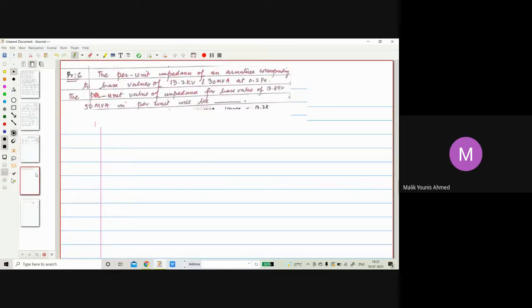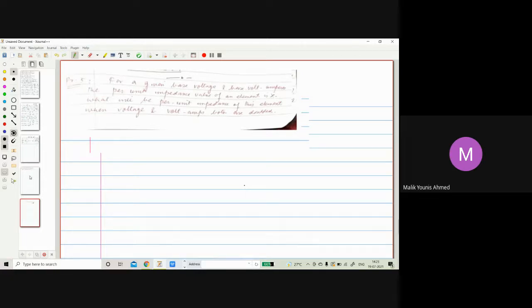Okay, let's move to another simple problem. There are some more conventional problems that I will give for homework. So per unit impedance of armature. Next problem is, okay, before this we had another problem or no? Okay, we have this and then we have one more problem for per unit given. So fine, let us do them.